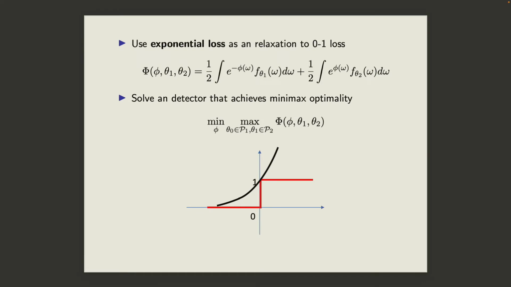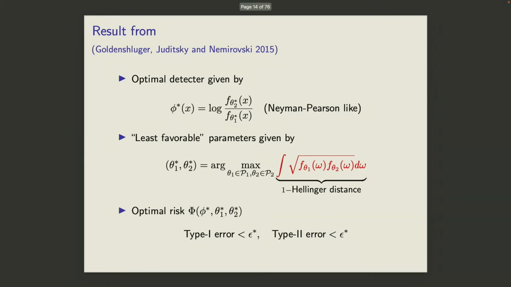Okay, so we have this minimax problem, and now the phi is given by this convexification, so it is convex, and it can be shown that now we have a convex saddle point problem. You can exchange the order of min and max. In particular, they've shown that the optimal detector reduces back to the Neyman-Pearson result. You look at the log-likelihood ratio, and what is this pair for the pair of least favorable distributions?